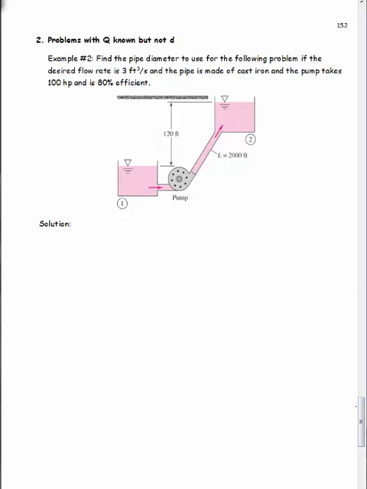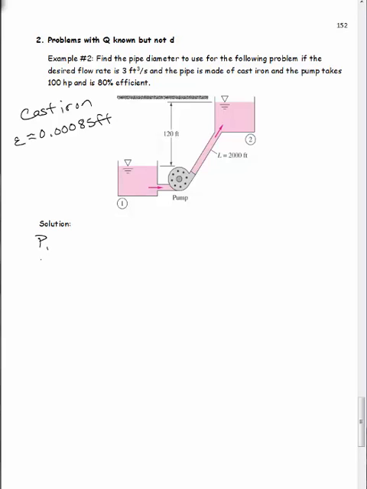Okay, so what we have here is this situation. We're pumping from one tank up to another tank. Cast iron again. This time we're doing English units. So epsilon is about 0.00085 feet.